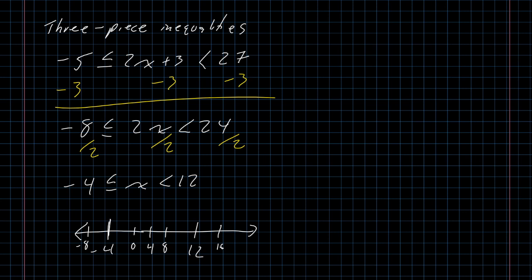X is between -4 and 12. Between is the stuff in here. On the -4 side, we have less than or equal. That means that -4 itself is a solution to the inequality. I'll indicate that using the square bracket. On the 12 side, we have strictly less than. That means that 12 is not a solution to the inequality. I'll indicate that using the parenthesis.